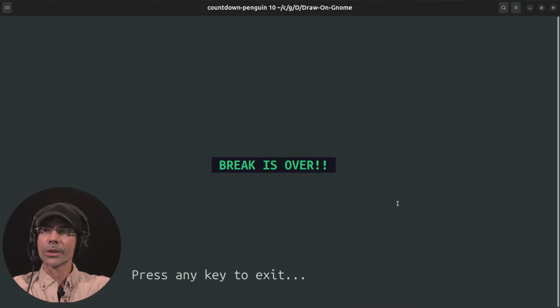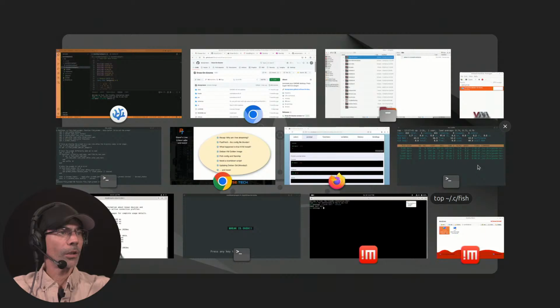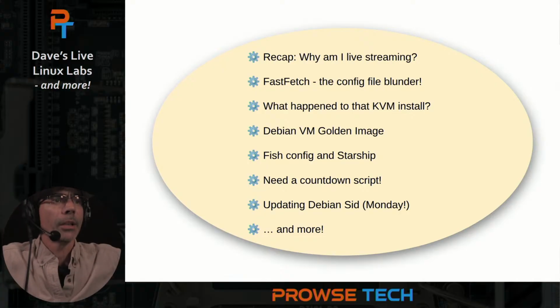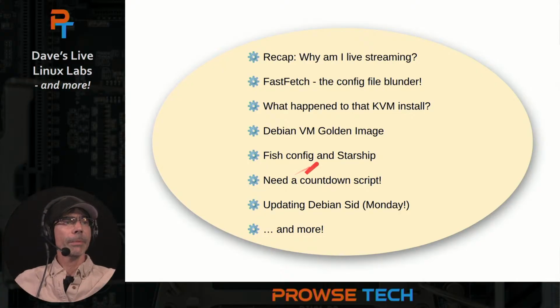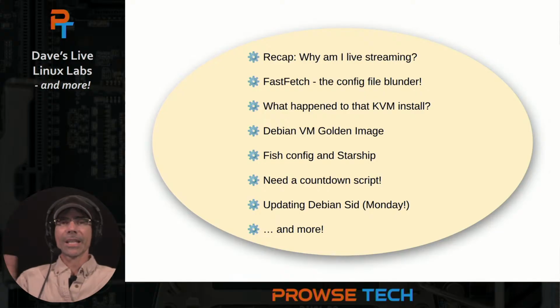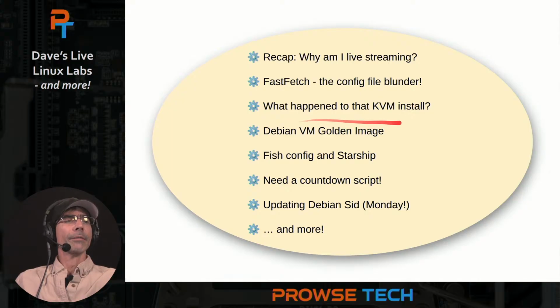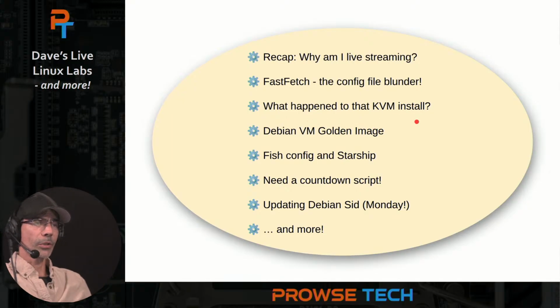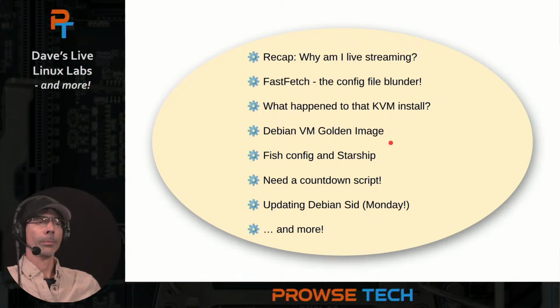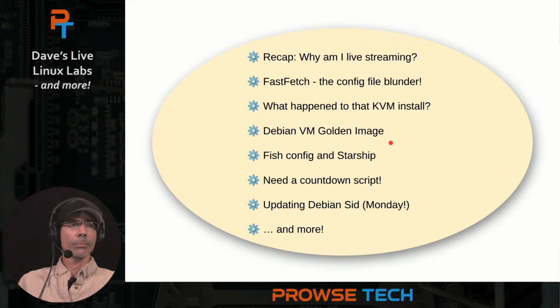And it looks like we're just about out of time here as well. Been on here for an hour and a half, so that's going to pretty much wrap it up. We did just about everything I wanted to. Recapped why I'm live streaming, and I'm still working on the video for that main system that I built and going to get that out at some point. Fix that fastfetch config file blunder. Fix the KVM install. Basically, it was just a restart of the system. And we went ahead and created a new network, and we built a new Debian virtual machine golden image. I have a little bit more work to do with that before I can use it, but it's getting there.